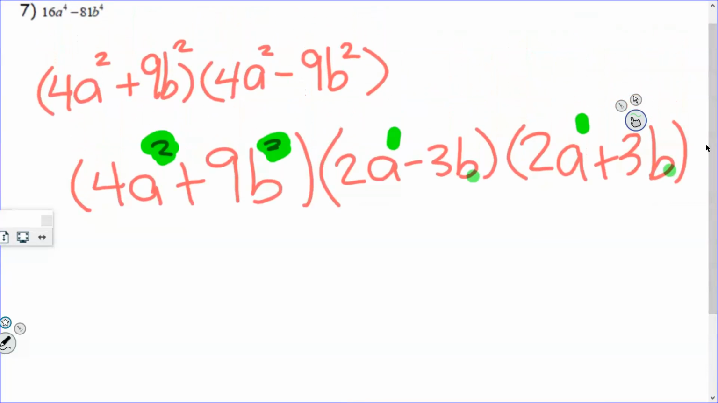Miss Harrison, does it matter where the positive binomial goes? Like at the beginning? Nope. Good question. It does not matter the order at all. Remember, 5 times 3 is the same thing as 3 times 5. Order does not matter at all on this.